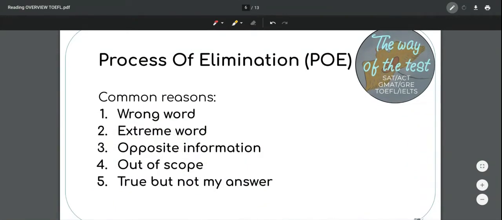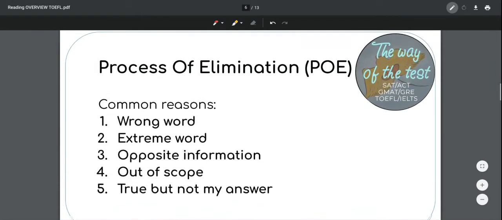We're going to use the common reasons an alternative is not the right answer. So a common reason is having the wrong word. Now, having the wrong word, having an extreme word, having opposite information, being out of scope, or being true but not my answer, they are all reasons to eliminate an alternative. And we're going to see them one by one. This is something that is important to you. You're going to use this throughout all the reading section and some part of the listening section too. So it's better that you copy.